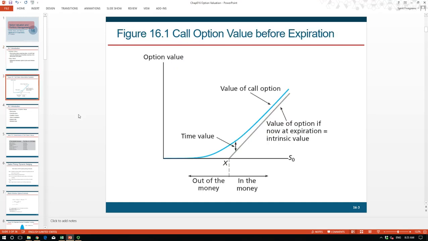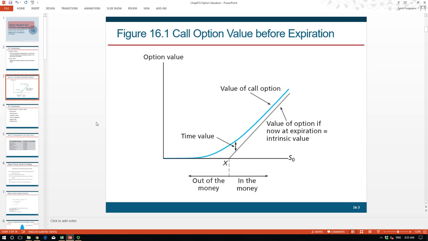Now let's take a look at this picture. This picture shows you the relationship between intrinsic value and the option price. On the x-axis is the stock price. As you see, this S0 is the current stock price, and also you see X on the axis of stock price, that is the strike price. On the y-axis is the option value. And here, as long as the stock price is higher than the strike price, it's called an in the money option. In the money means that investors can make money by exercising the option.